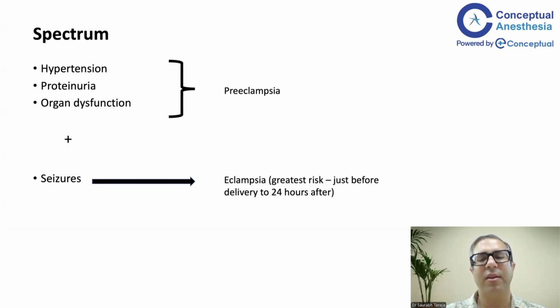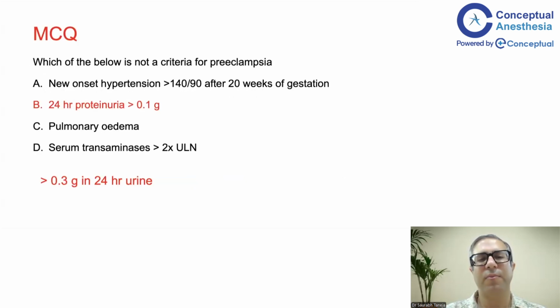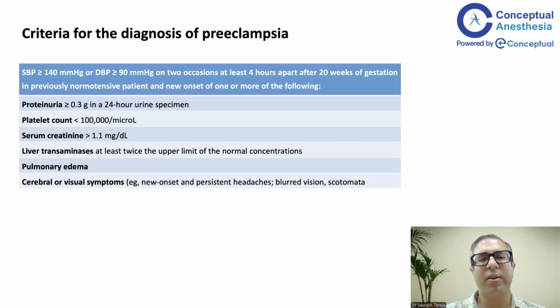Let us see the criteria for diagnosis of preeclampsia. The patient has hypertension, defined here as systolic blood pressure more than 140 and diastolic more than 90 on two occasions, at least 4 hours apart after 20 weeks of gestation. Remember all these things, they can be asked in an MCQ. So 140 by 90 on two occasions, 4 hours apart after 20 weeks of gestation in a previously normotensive patient.